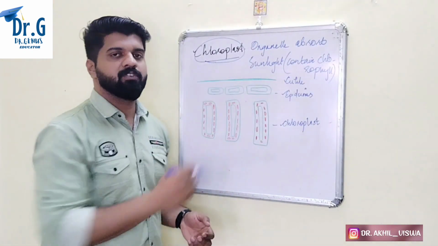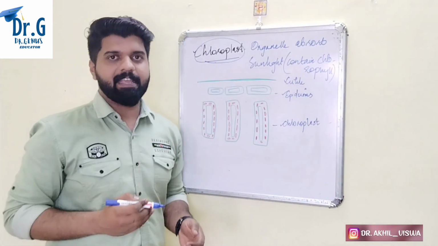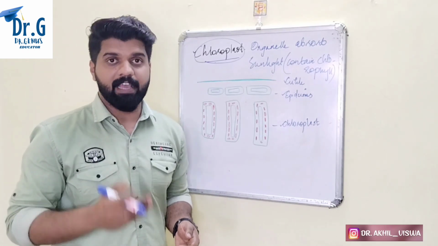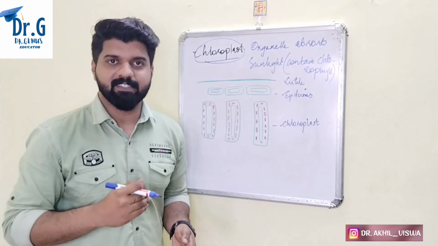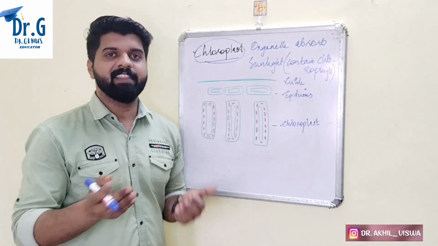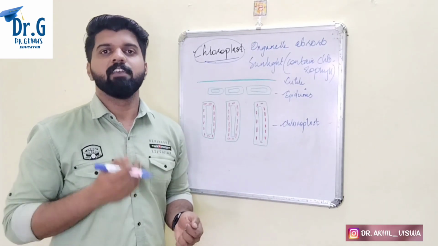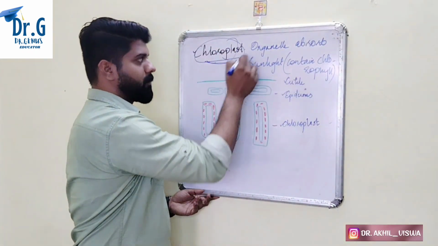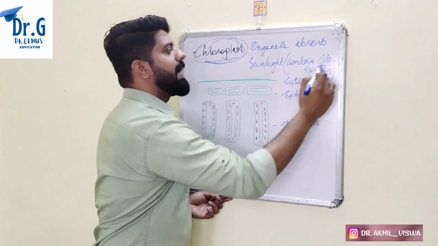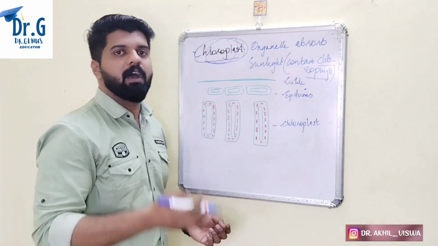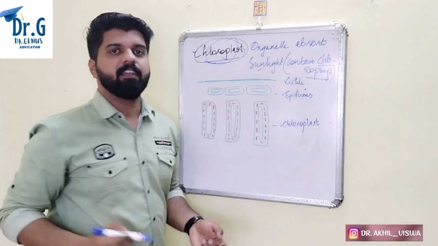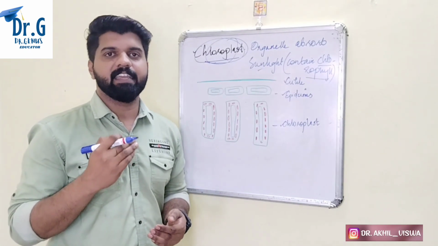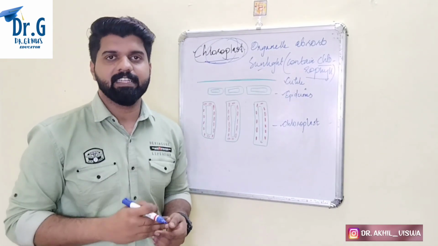So what is the function of chloroplast? The chloroplast has the capacity to absorb the sunlight. With the help of whom do they absorb the sunlight? With the help of chlorophyll. The chloroplast contains the chlorophyll, and it has the capacity to absorb the sunlight for photosynthesis. Now let's see how the sunlight is absorbed.